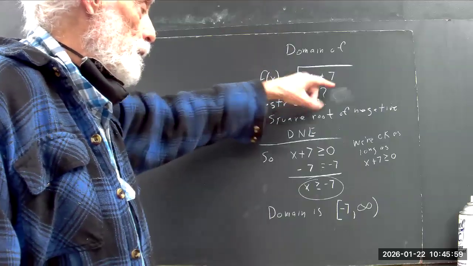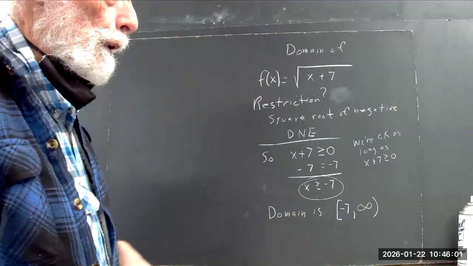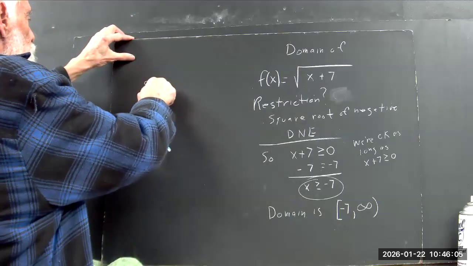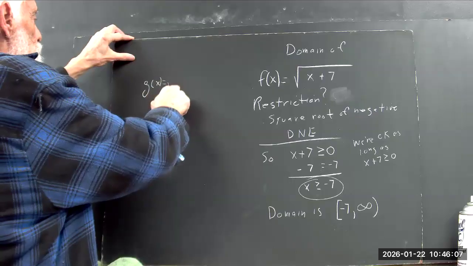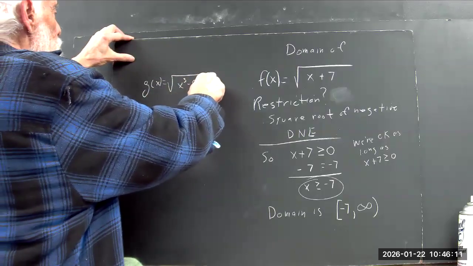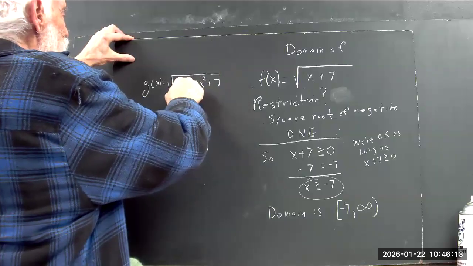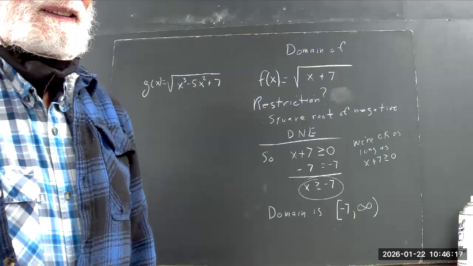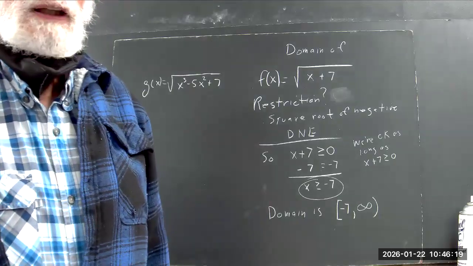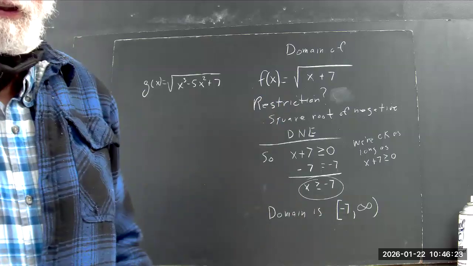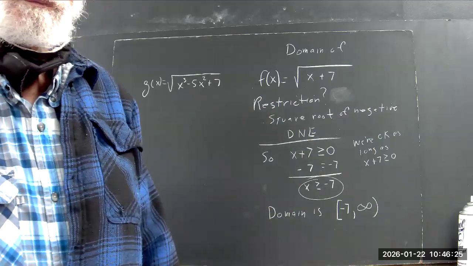Now, again, I write the equation here. If you know how to look at it, you can see that x is going to have to be greater than or equal to negative 7. But if you have another function, g of x equals the square root of x cubed minus 5x squared plus 7, you wouldn't have a clue. And looking at that, I don't have a clue. Now I can do a little analysis on it, and you'll learn to do some of that later.